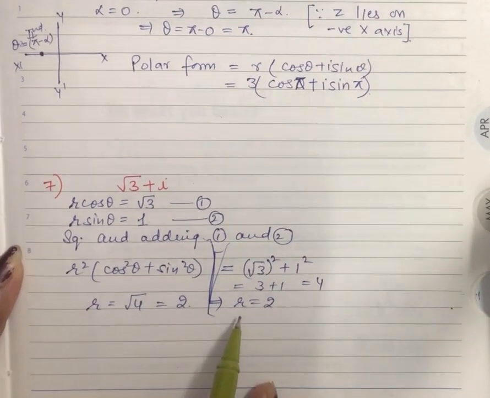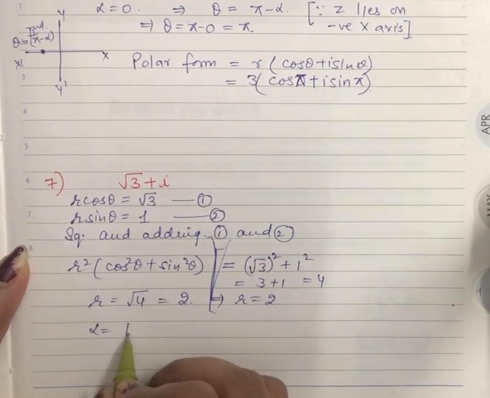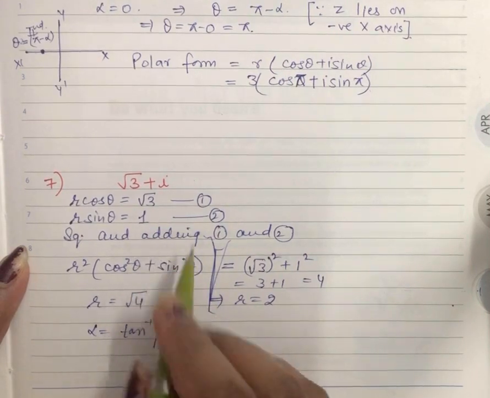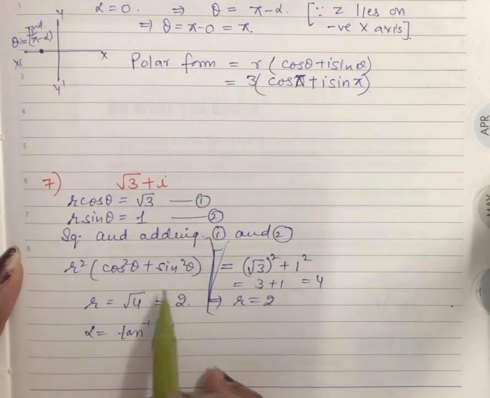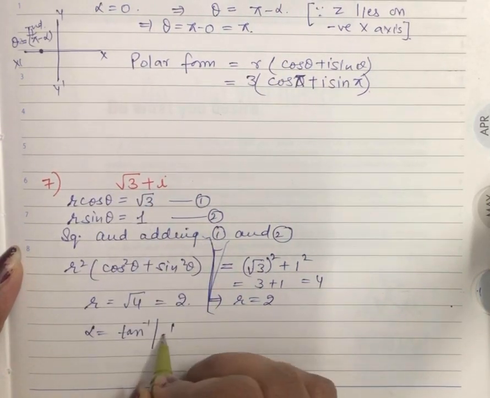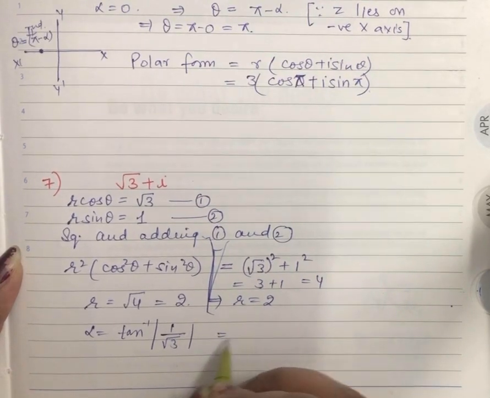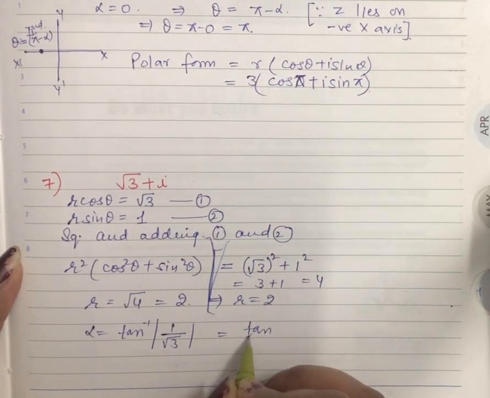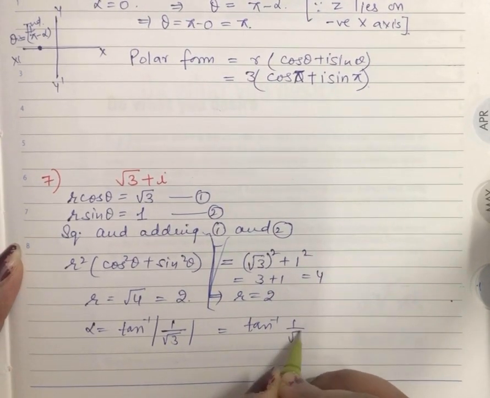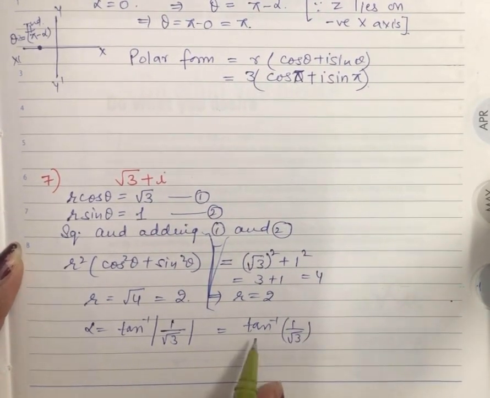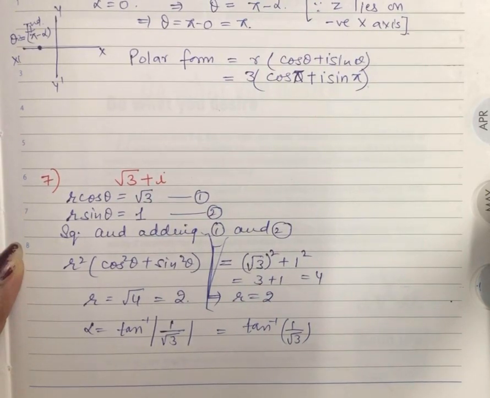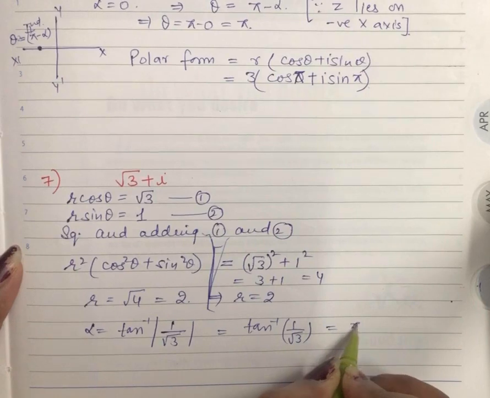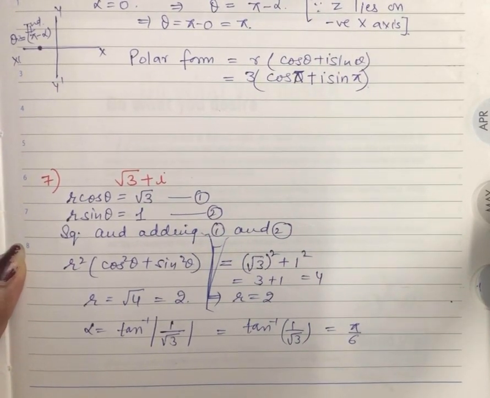Now we will find the value of theta. Now alpha is tan inverse, the imaginary part is 1 and our real part is root 3. So that will be tan inverse 1 by root 3. Now the value of tan is 1 by root 3 when theta is 30 degree, that is pi by 6. So it becomes pi by 6.